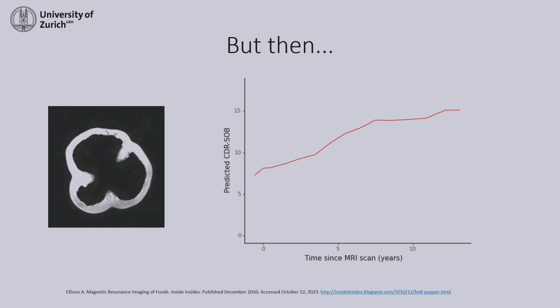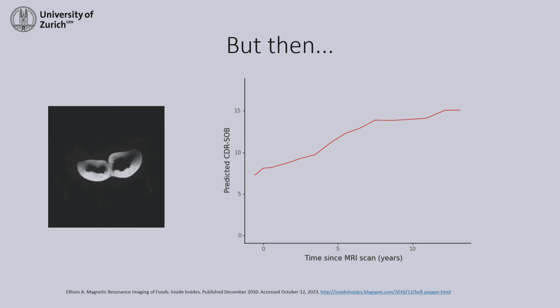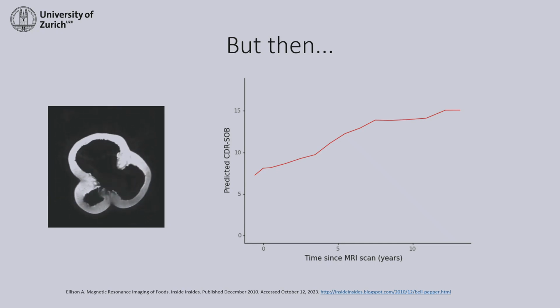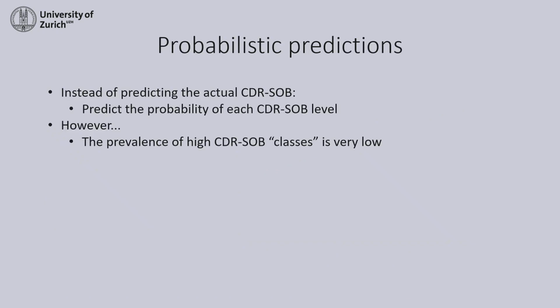So how can you construct a way of obtaining the confidence of the model? There are multiple ways of doing that. I will present you just one. There's also an approach based on quantile regression or other things. But here I wanted to introduce probabilistic predictions. So instead of predicting the CDR SOB as a continuous number, we predict the probability of each level of CDR SOB, from 0, 0.5, up to 18.